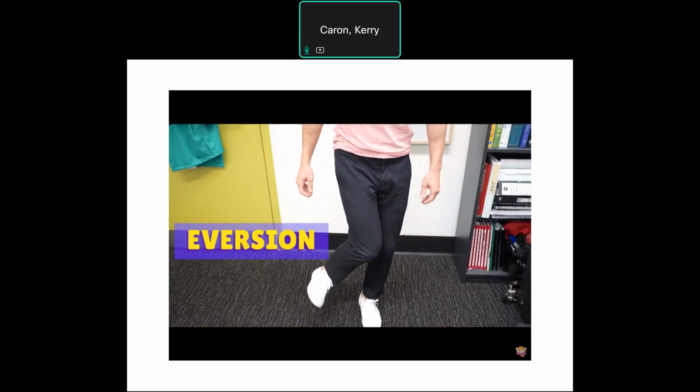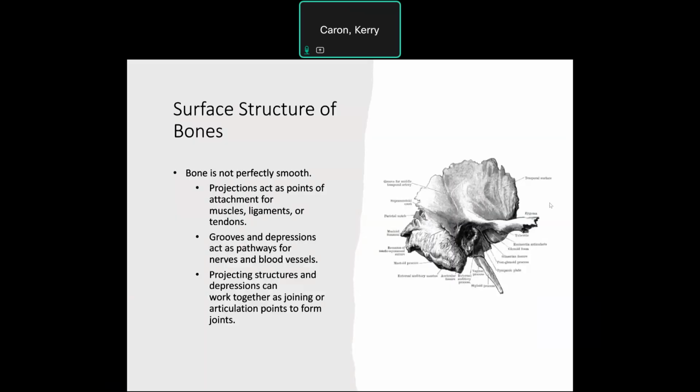Okay, hopefully that was helpful. The surface structure of our bones is not smooth. There are little projections on it, little ridges, little grooves, depressions that make way for nerves and blood vessels, and also serve as attachment points for muscles, ligaments, and tendons. Sometimes these projecting surfaces and depressions can form our joints or our articulation points.